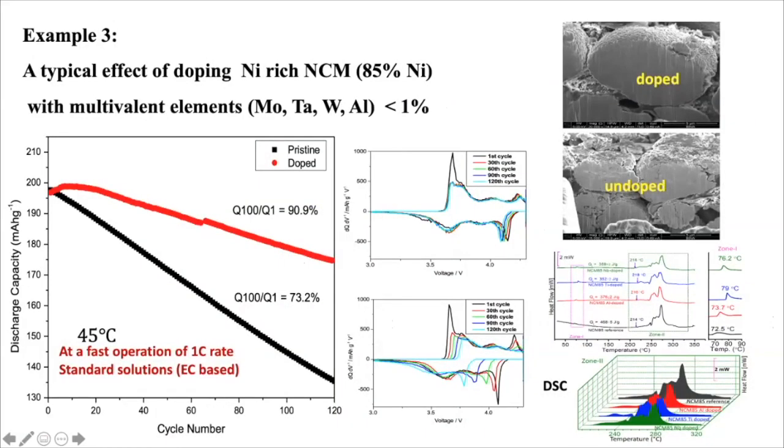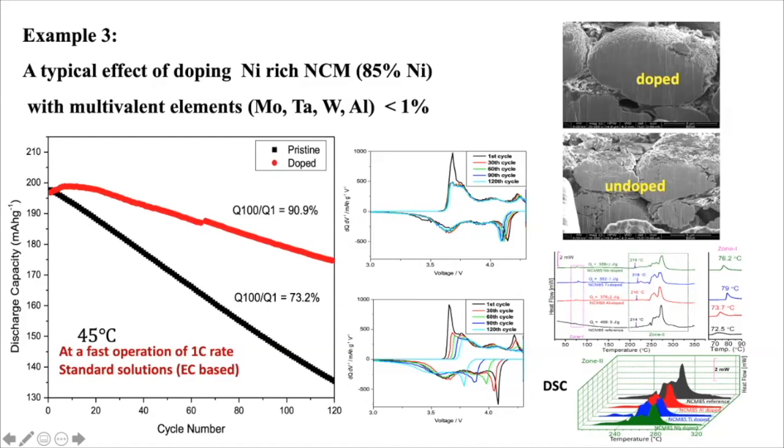Maybe one more example. The previous one was 811. Now we go further to 85% nickel. And here you can see results. In this specific case, it relates to aluminum. So you can see the difference between reference cycling. This is at 45 degrees C. We get more chance for degradation and problems.